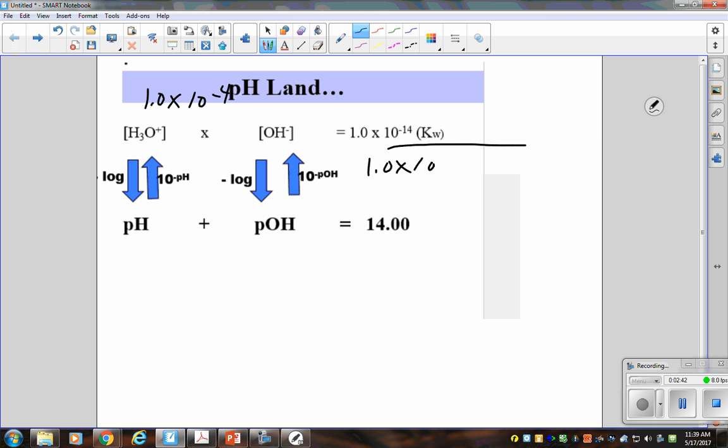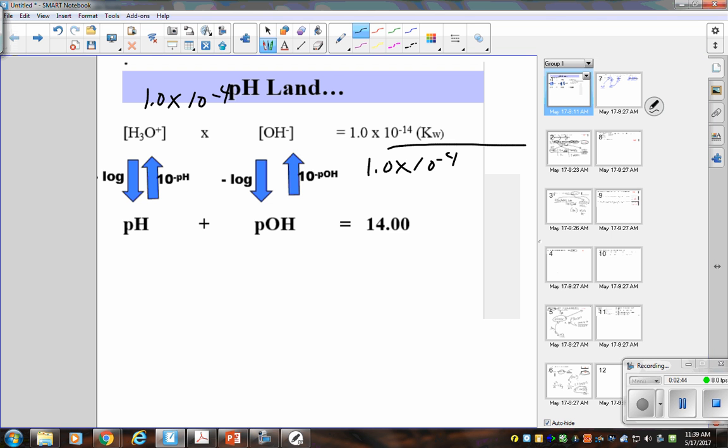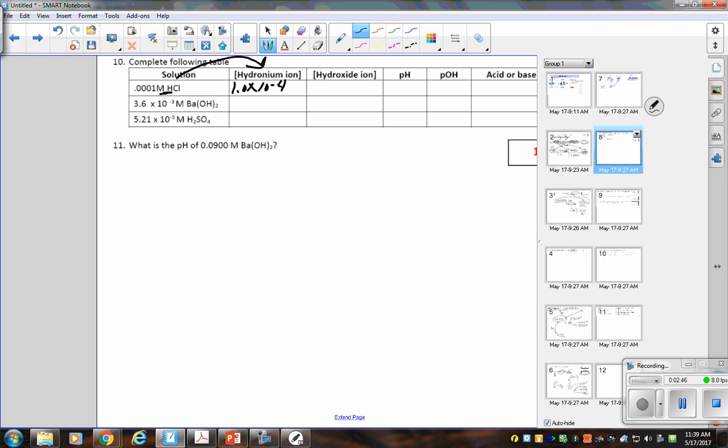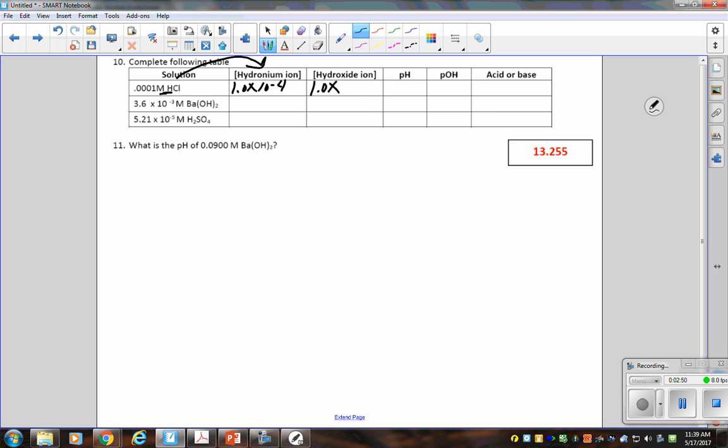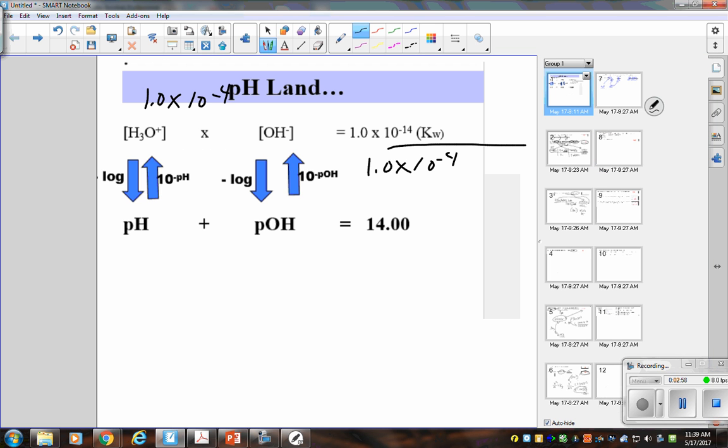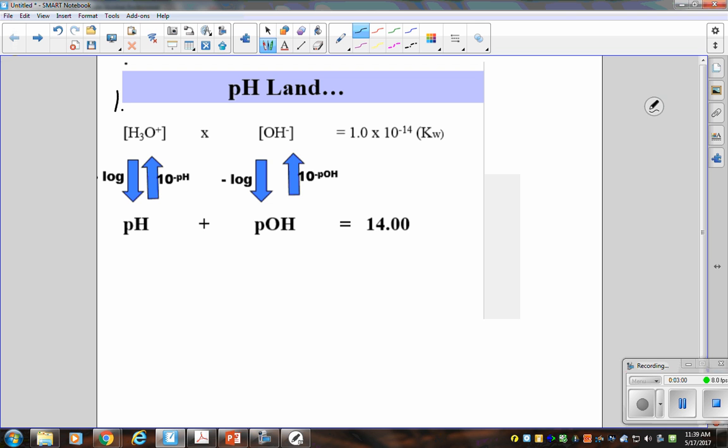negative fourth. Now, if I go back to the one we were doing, that means my hydroxide ion concentration is 1.0 times 10 to the negative 10. When I divide that, that's what you get on the calculator. pH, when you go back to pH land, you should have this written on your test before you even start. I have 1.0 times 10 to the negative fourth. How do I get pH? All I do is take the negative log of it.